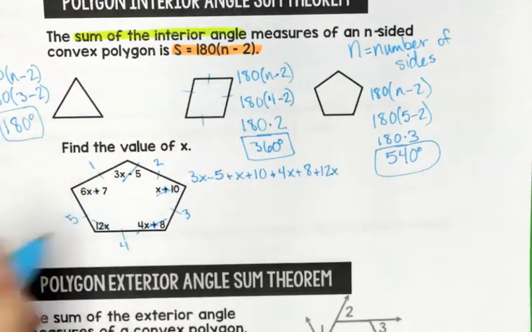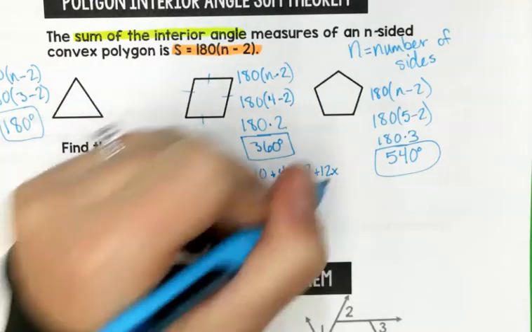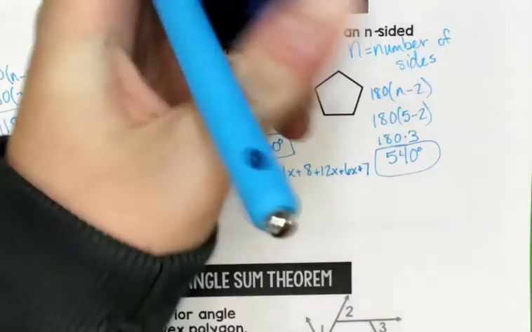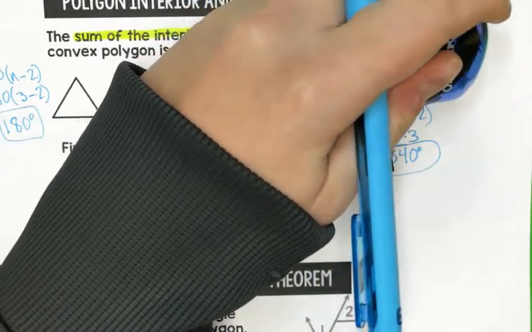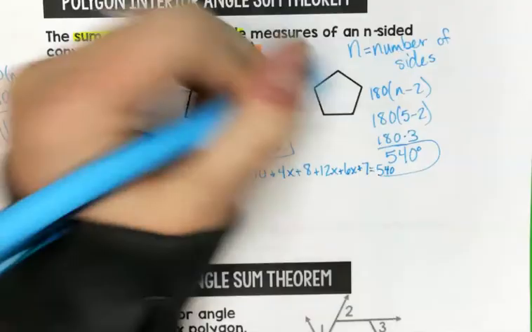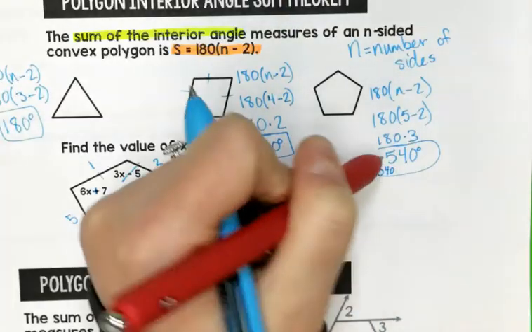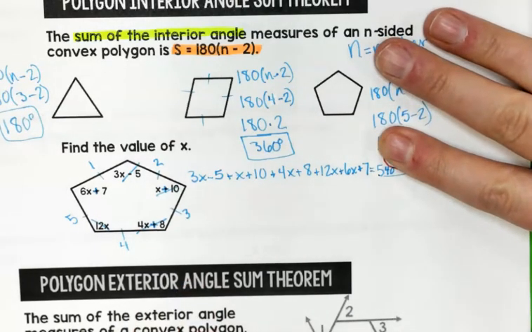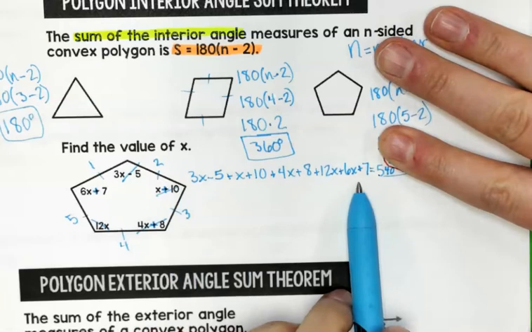12x, oh goodness, running out of room. Am I going to be able to fit it? And the last one is 6x plus 7. I'm going to have to use a little bit of white out. It's all good. And all of this is going to equal 540. All right, just act like that's not there. Whew, that's a lot going on.